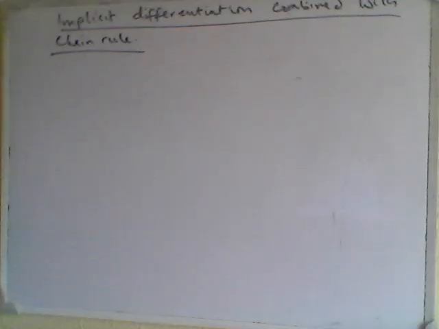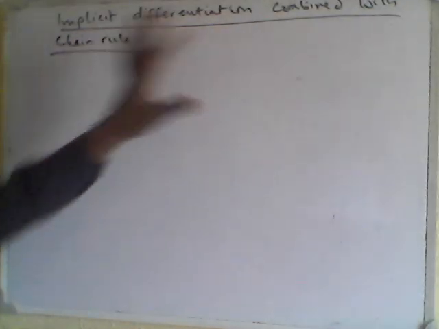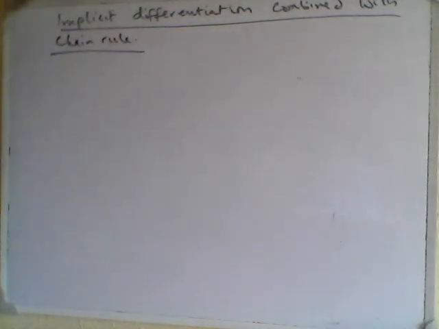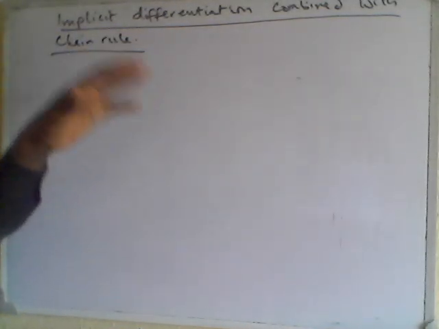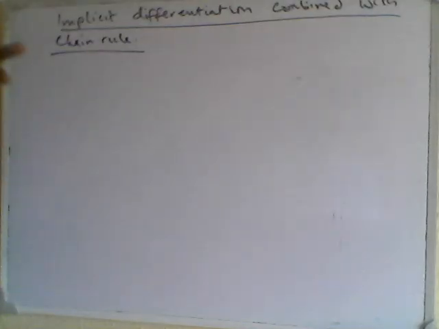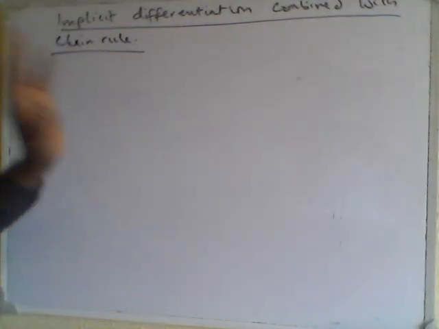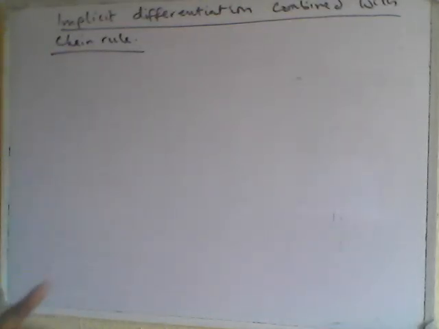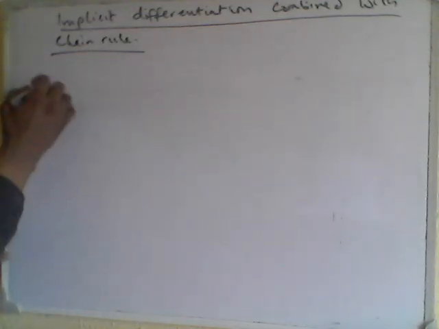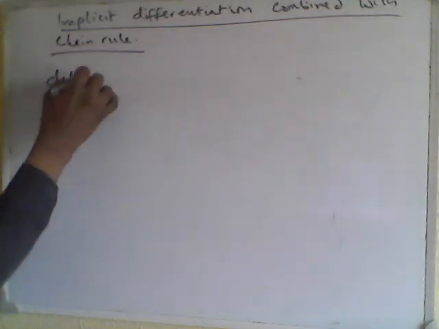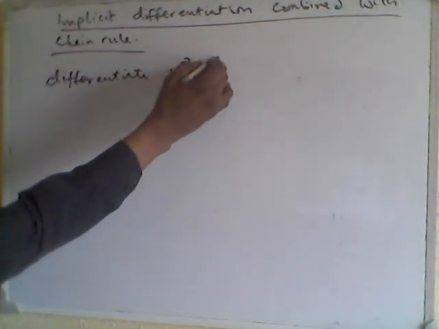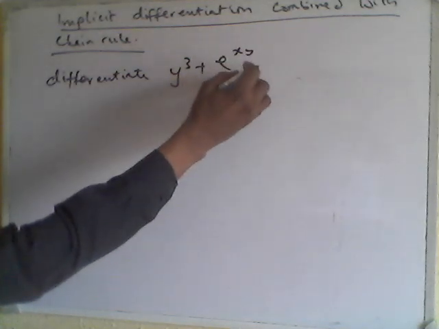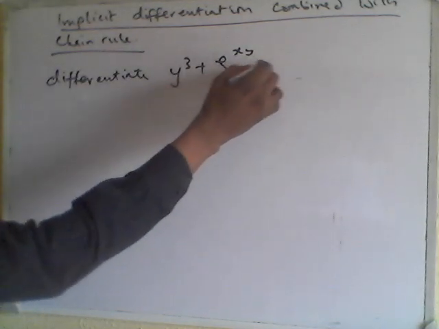Okay, so in this section, we'll be looking at implicit differentiation combined with chain rule. So all earlier rules stay in play while we are doing this. But every time you encounter y, just multiply by dy dx after differentiating. Now we are going to do this example. Let's say differentiate y cubed plus exponential xy is equal to 10, right?